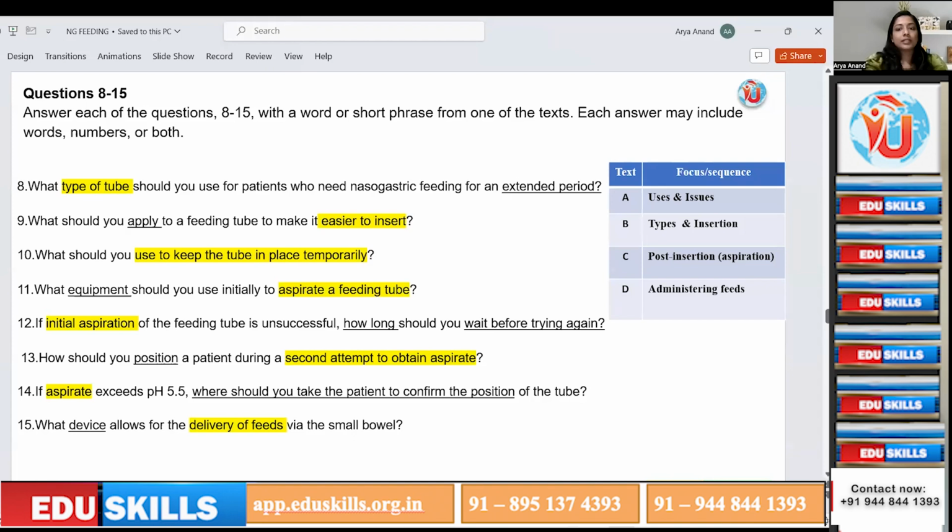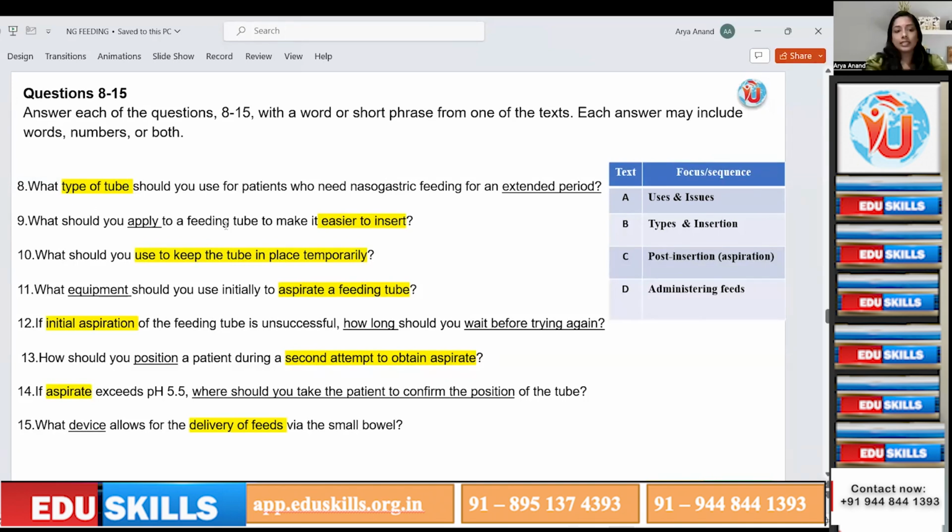Eighth one. What type of tube should you use for a patient who needs nasogastric feeding for an extended period? Fine bore. B. Okay. Now, what type of tube? B.